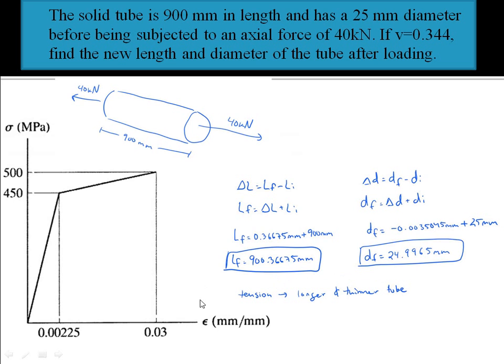And a really important thing to realize is to check if you understand the concept. Because this 40 kilonewton force is pulling the solid tube apart, that means that the solid tube is in tension, right? And when something is in tension, it becomes longer and it becomes thinner. So that's exactly what we got here. Our length was originally 900, but our final length was a little bit longer, and our diameter originally was 25 and it became slightly smaller. So that's a really good check right there.